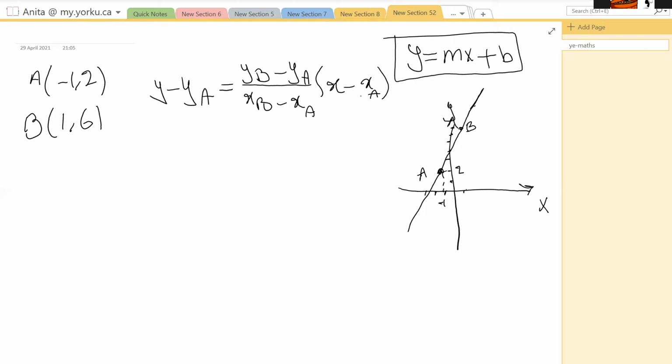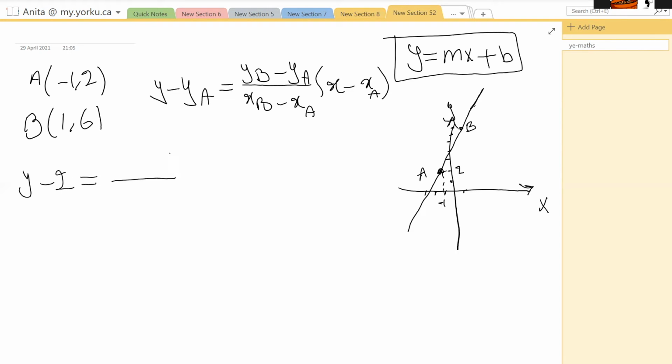Okay, now tell me, I put the values in. So y minus what number? What is ya? Ya is 2. Very good. So y minus 2 equals.